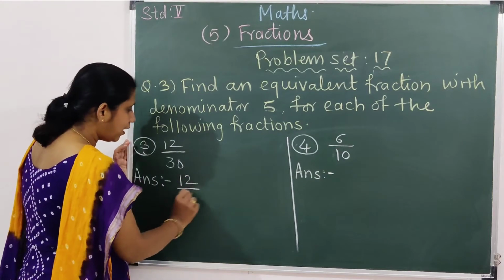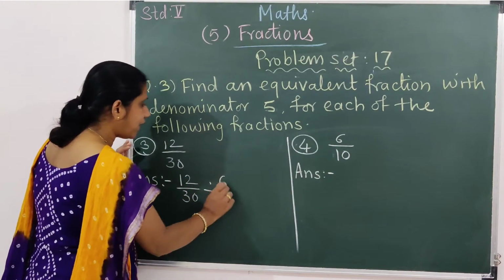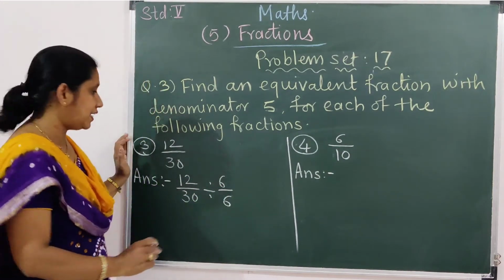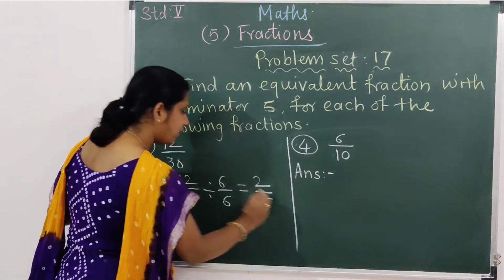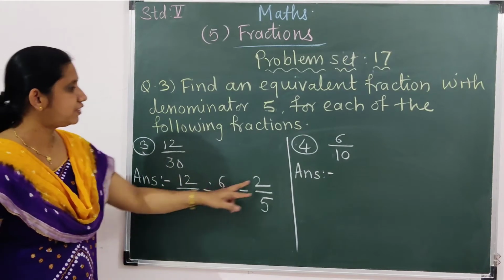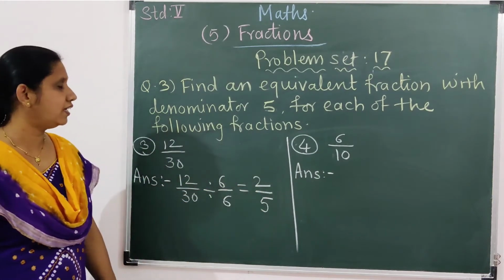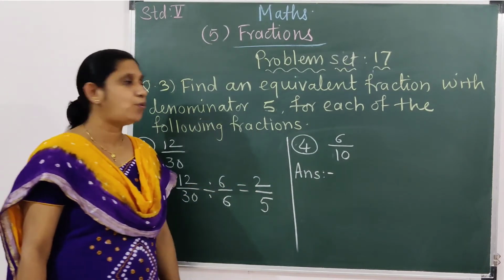Therefore, 12 upon 30 divided by 6 upon 6. 6 2s are 12 and 6 5s are 30. So our equivalent fraction is 2 upon 5. Let's see example number 4.